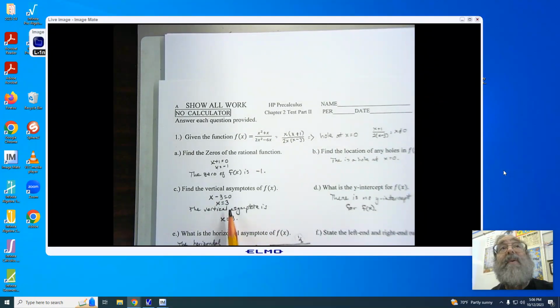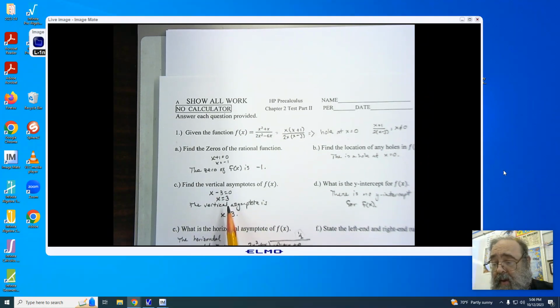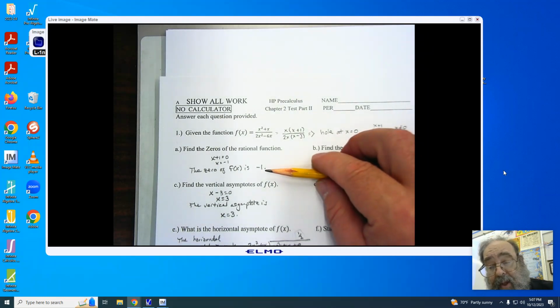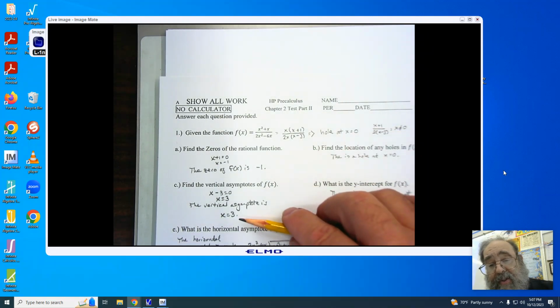The vertical asymptotes come from the denominator, so I let x minus 3 equal 0, and I solve, giving me x equals 3. Now, unlike zeros, where all we do is write the value, asymptotes require us to put either x equals or y equals, so that we can identify it as either a horizontal line, a curve, or a vertical line.